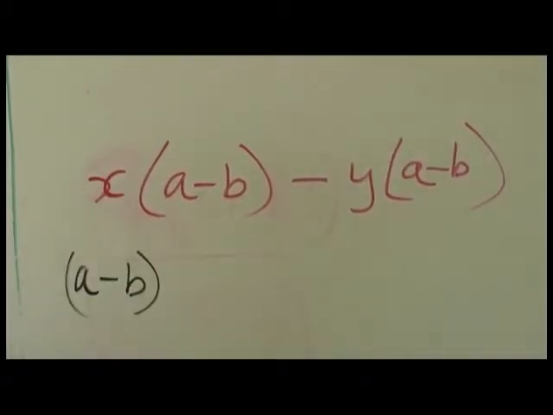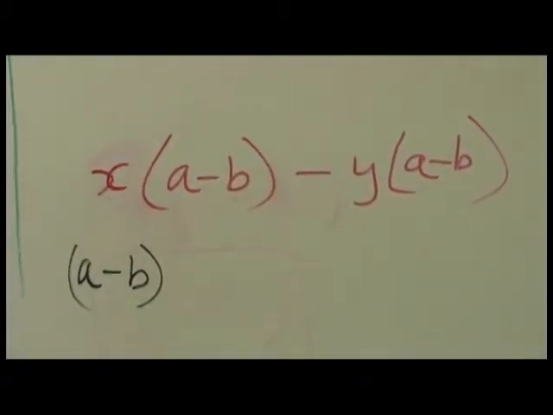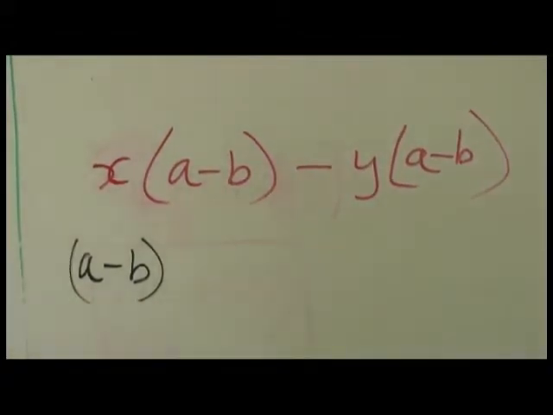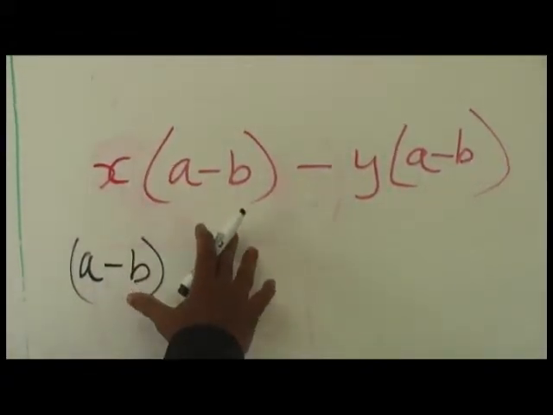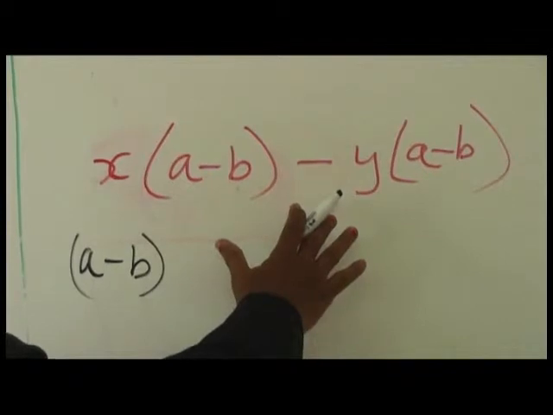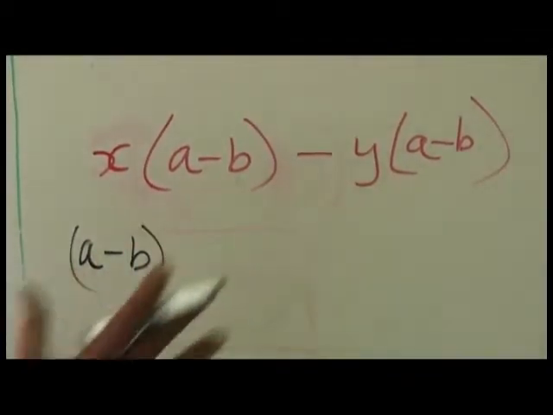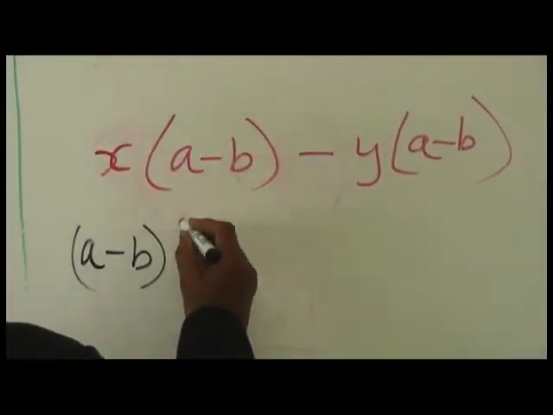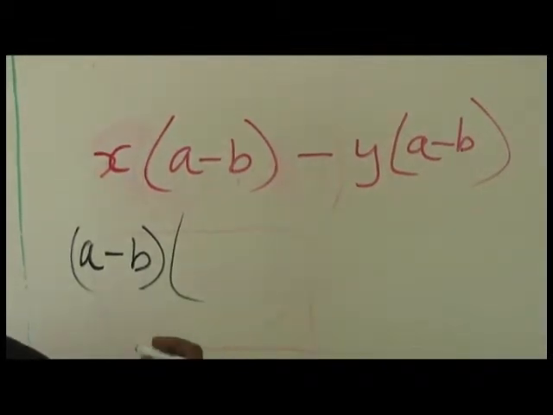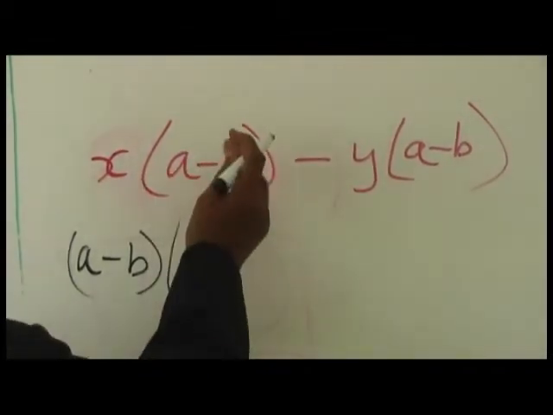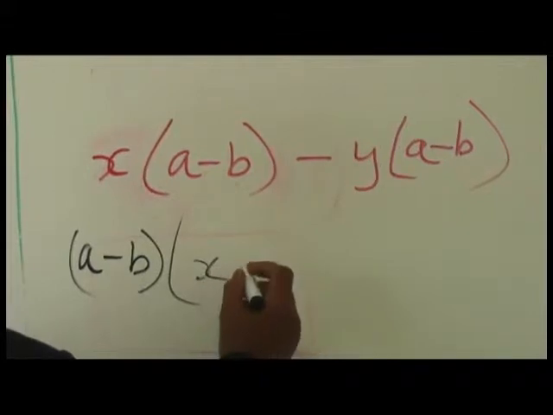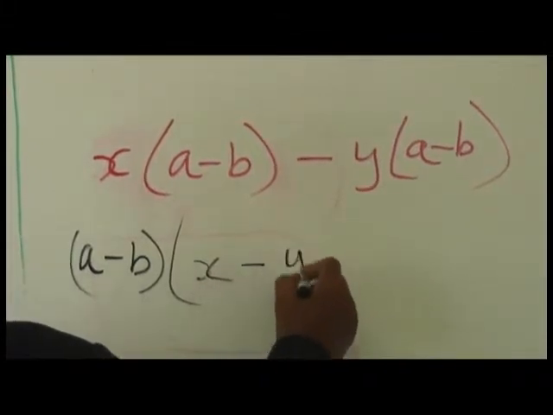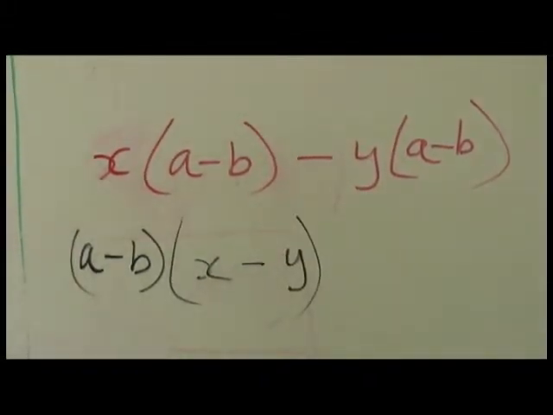It's right there. So anytime, just repeat it. Okay? X, a minus b, minus y, a minus b. So what is common? A minus b. Right, okay? So once we would have taken out our a minus b, what are we left with inside? X. So it's just x minus, and it's minus y. And that's our answer.